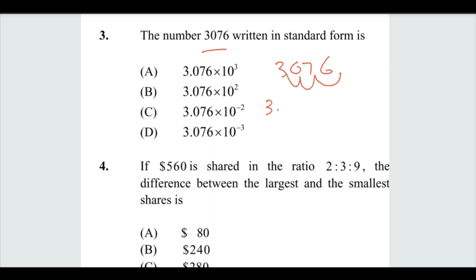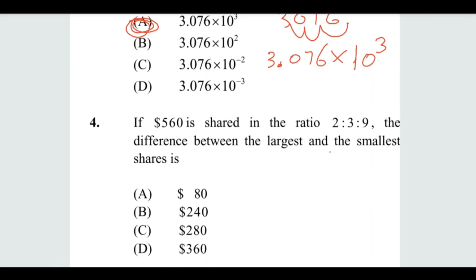So now we'll have 3.076, and we are always multiplying by a power of 10 for standard form, right? By 10 raised to, it all depends on how many times you move the point. And we moved the point 3 times, and we went in that direction. So this will be 10 raised to the positive 3 power. But if you were going in the other direction, we would have raised it to a negative power, right? So that would be 3.076 multiplied by 10 raised to the third power, which is A.